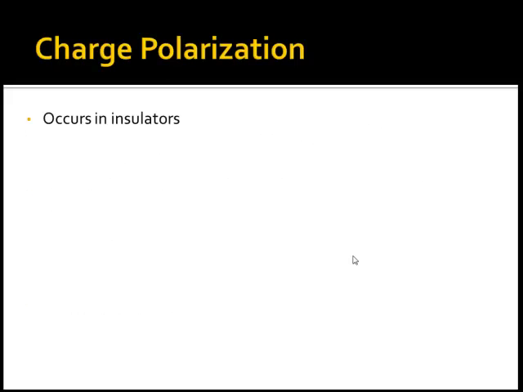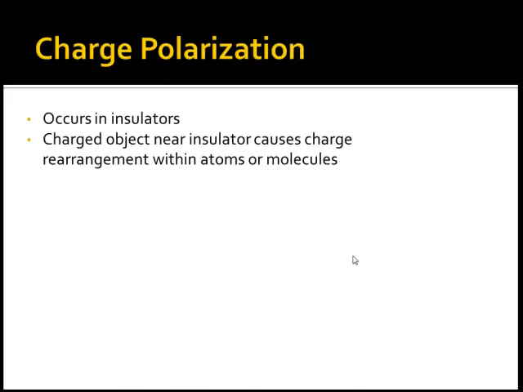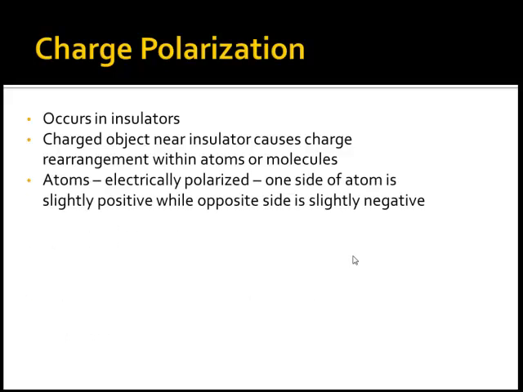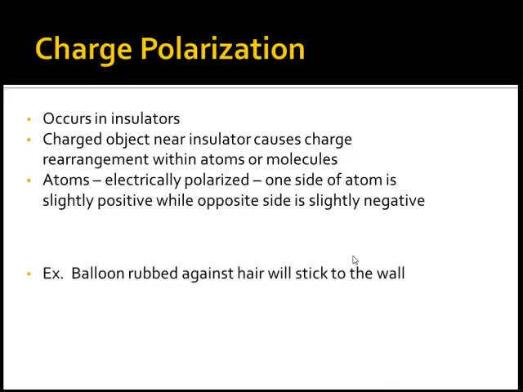Charge polarization. This only occurs in insulators, and if you bring a charged object near an insulator, it causes the charges to move within the atoms. So think of it this way: atoms become electrically polarized, which means one side of the atom becomes positive, the other side is negative. But it's still the same atom. It's just the charges have moved to one end of the atom.